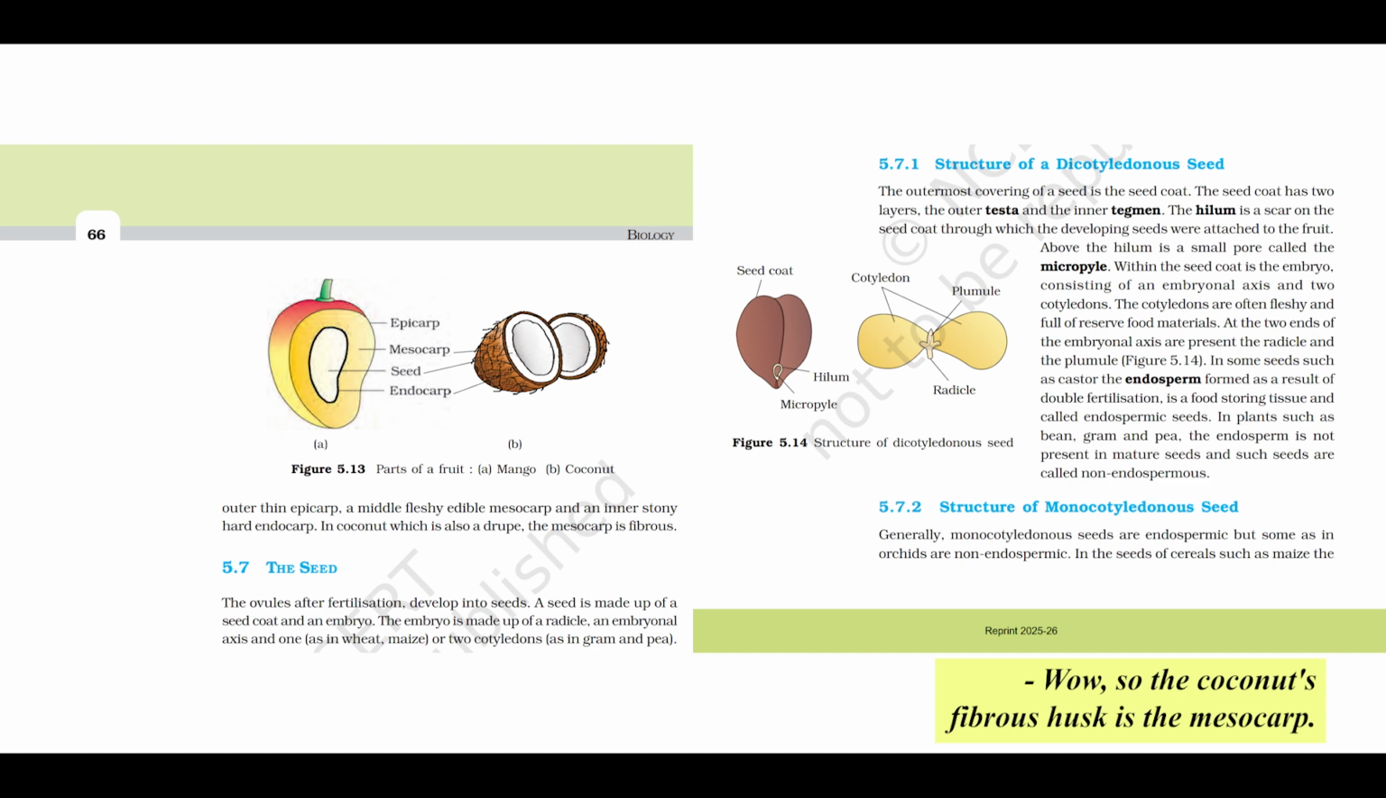Wow, so the coconut's fibrous husk is the mesocarp. That's quite different from mango. It is. This fibrous, air-filled mesocarp makes the coconut a unique example of a drupe with a specialized pericarp, perfectly adapted for buoyancy and dispersal by water over long distances. These examples perfectly illustrate how the pericarp layers can vary and adapt, even within the same basic fruit type, drupe, to serve different functions, especially in seed dispersal.